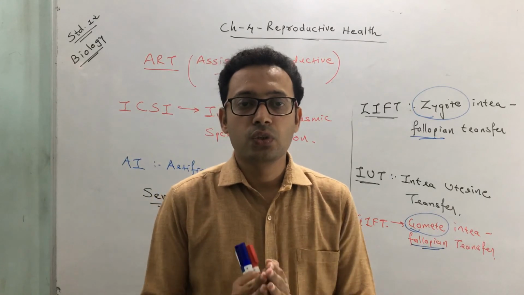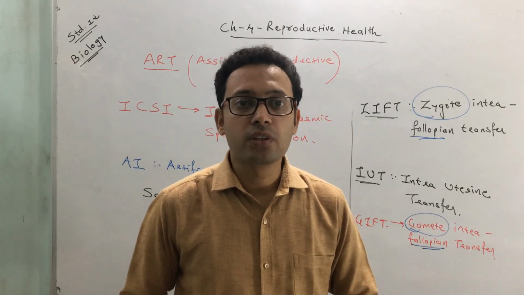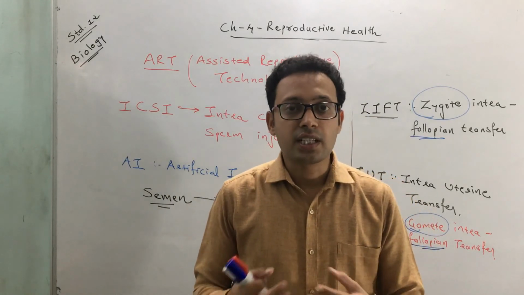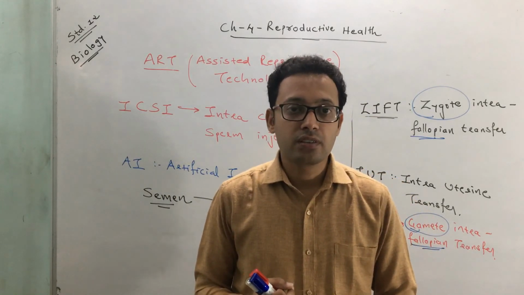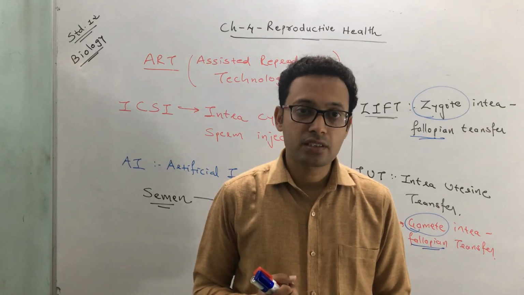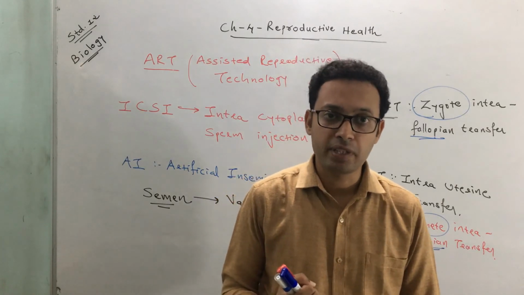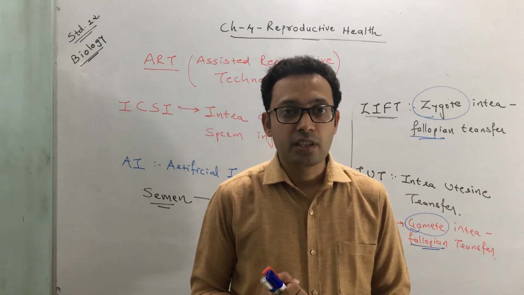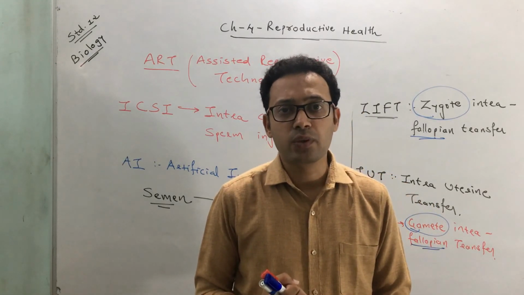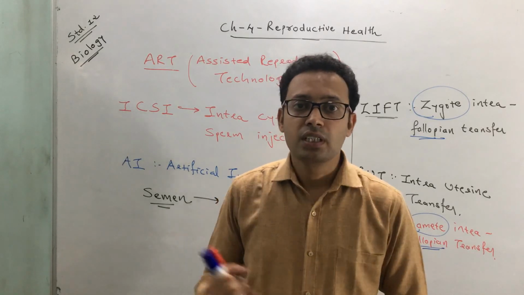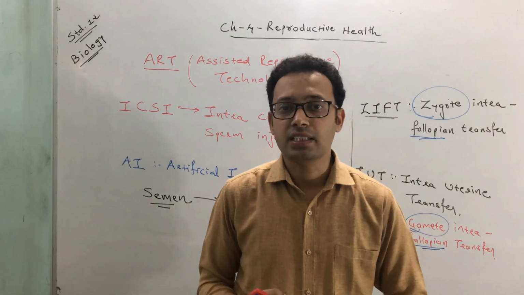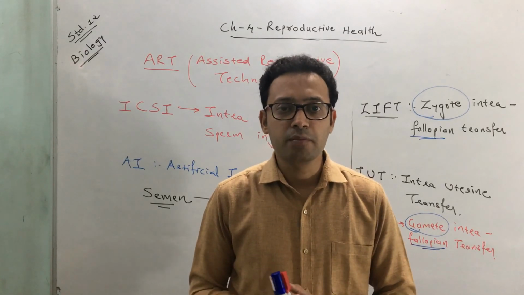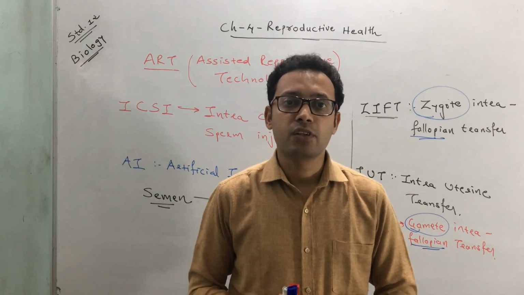Okay, so that's all about chapter number 4, reproductive health. In reproductive health, these are the components which are very important. First is contraceptive methods. You have to learn all the contraceptive methods thoroughly. Second, MTP, medical termination of pregnancy, is equally important. And the last one is infertility and ART, assisted reproductive technology. You have to do it thoroughly, because these are very important topics from the chapter.